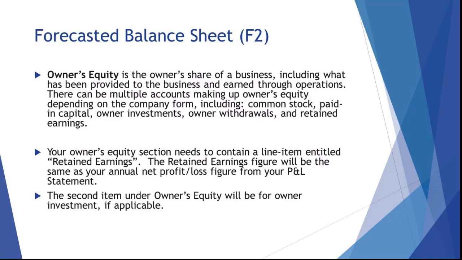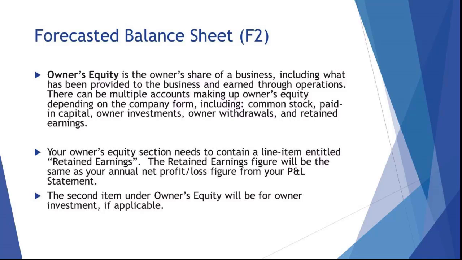And then finally, the last portion of your balance sheet is going to be your owner's equity section. And this is essentially the owner's share of a business, including what you've provided to the company and what the business has earned and retained through operations. Now, depending on the company's structure, there can be multiple accounts that make up equity. You may have common stock, paid-in capital, owner investments, withdrawals, retained earnings.